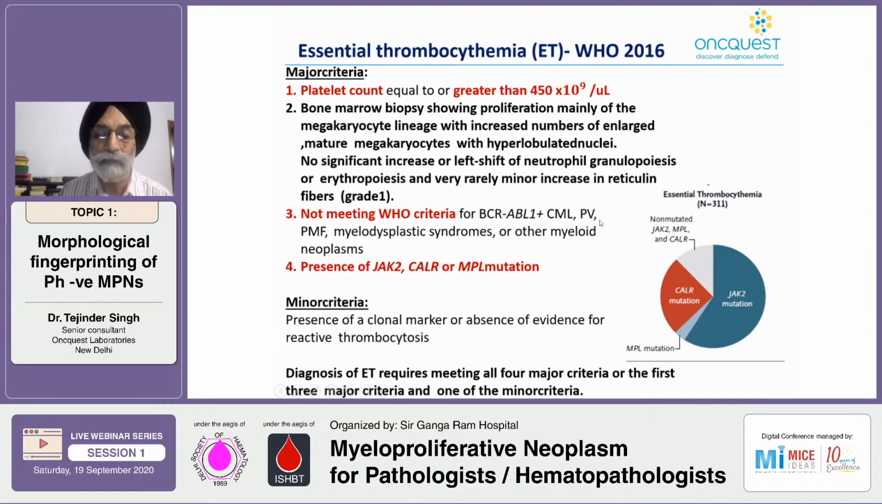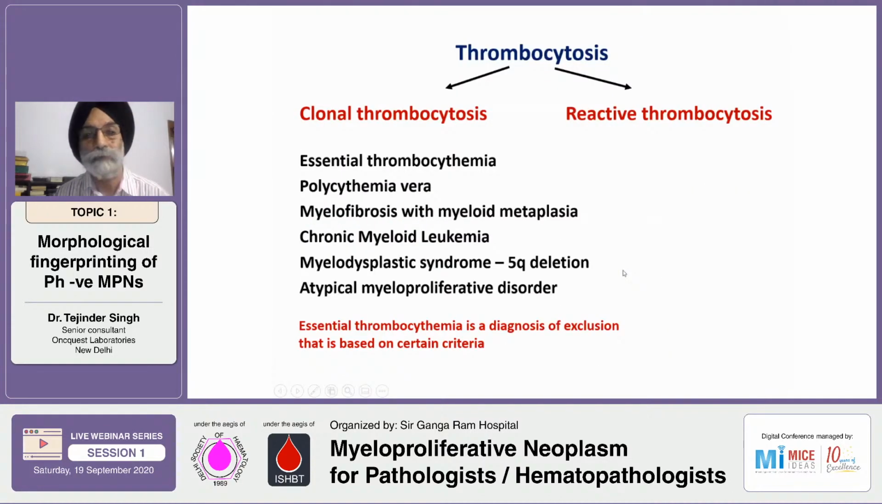And of course, the other myeloproliferative neoplasms have to be ruled out. Then there should be a driver mutation, and that driver mutation could be JAK2, CALR, or MPL mutation. And of course, a clonal marker in case these are absent. But what we have to keep in mind is that reactive thrombocytosis is much more common than a clonal thrombocytosis. Though this clonal thrombocytosis can occur not only in ET, we also come across it in PV, PMF, CML, and even in MDS, 5q deletion cases.